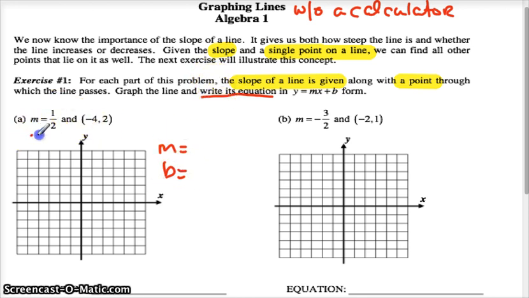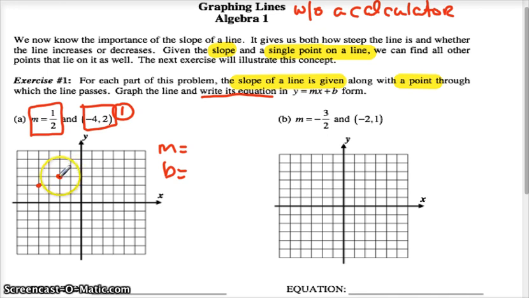Let's go and graph this line. So here is a slope and here is a point on the line. First thing we're going to do is plot the point. So it's -4, 2. The next thing we're going to do is use our slope in order to plot a couple of more points. So if I start at this point that is on the line and I go up 1 over 2, rise over run, up 1, rise 1, run 2, I get another point.